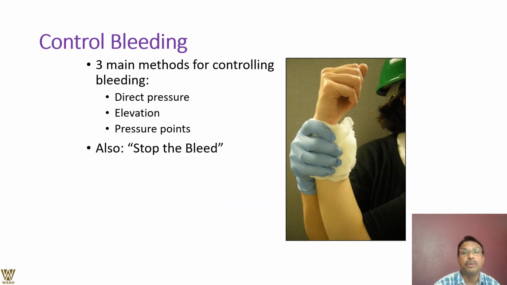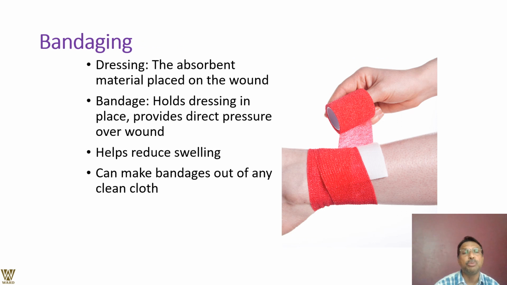And how do we go about it? The three main methods of controlling bleeding are direct pressure, elevation, and pressure points. If it is a hand which is bleeding, look, we have elevated it. If it is a leg that is bleeding, just elevate it. Or the pressure points will allow you to stop the bleed, and that is most important.